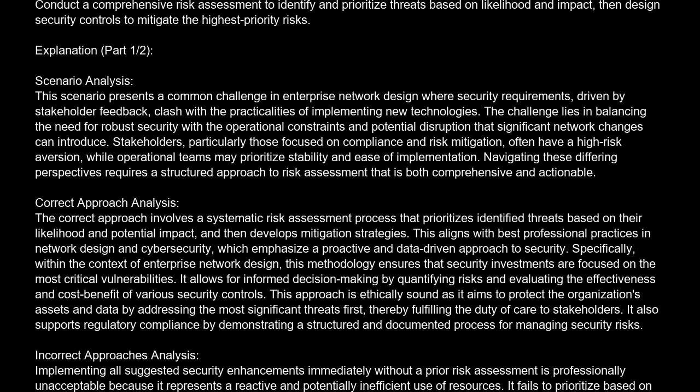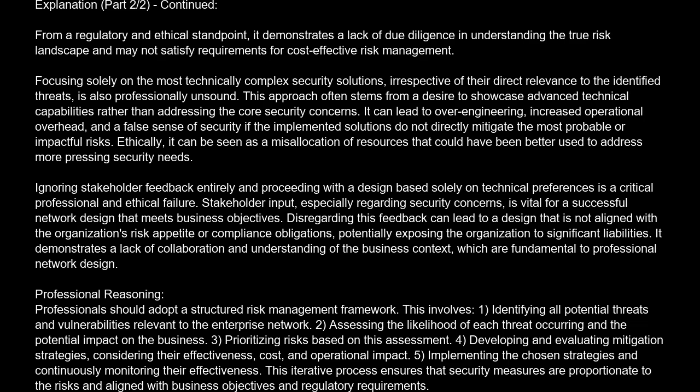Incorrect approaches analysis. Implementing all suggested security enhancements immediately without a prior risk assessment is professionally unacceptable because it represents a reactive and potentially inefficient use of resources. It fails to prioritize based on actual threat levels and impact, leading to unnecessary expenditure and complexity. This approach can also introduce operational instability by deploying unvetted controls, potentially creating new vulnerabilities. From a regulatory and ethical standpoint, it demonstrates a lack of due diligence in understanding the true risk landscape and may not satisfy requirements for cost-effective risk management.